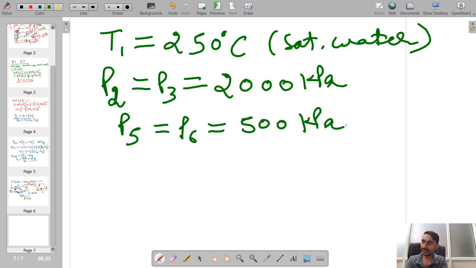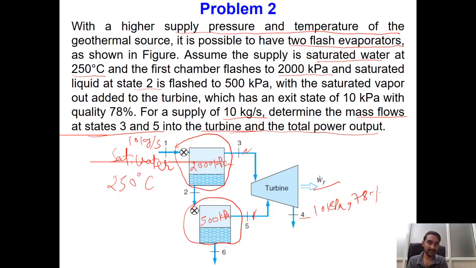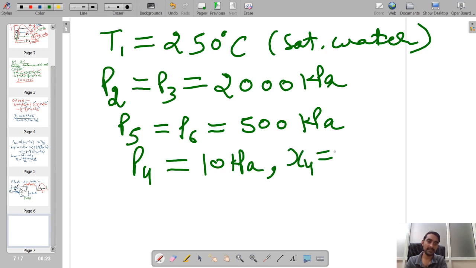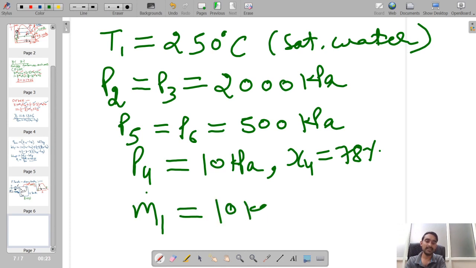Apart from that, the pressure at the exit of the turbine is given. At the exit of the turbine we have point number 4, so the pressure at point 4 is 10 kilopascals, and the quality of point 4 is 78%. It is also given that at point number 1, the mass supplied is 10 kg per second.